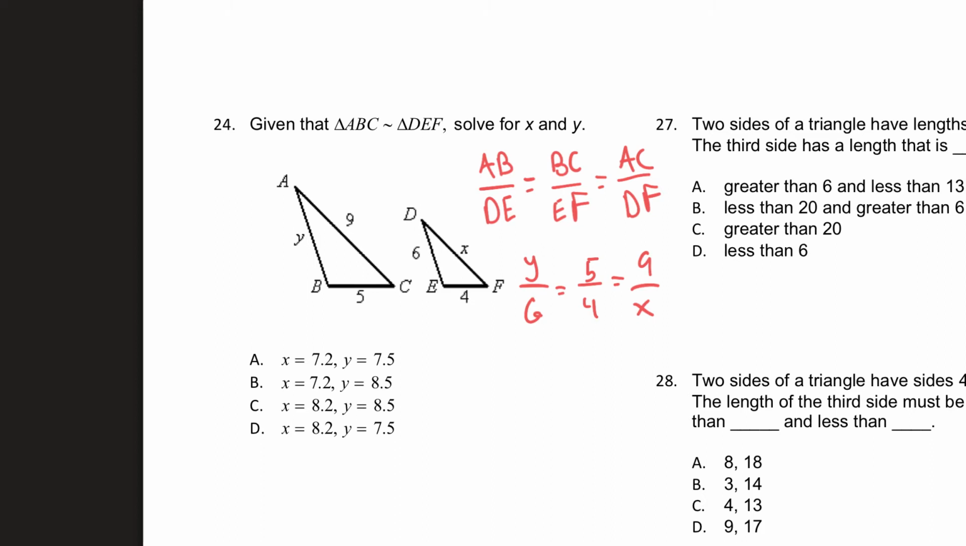Great. We can't solve this all at one time, so I will just worry about the first part of it first. So Y over 6 equals 5 over 4. And I could cross multiply this. 4Y equals, and then 6 times 5 is 30.